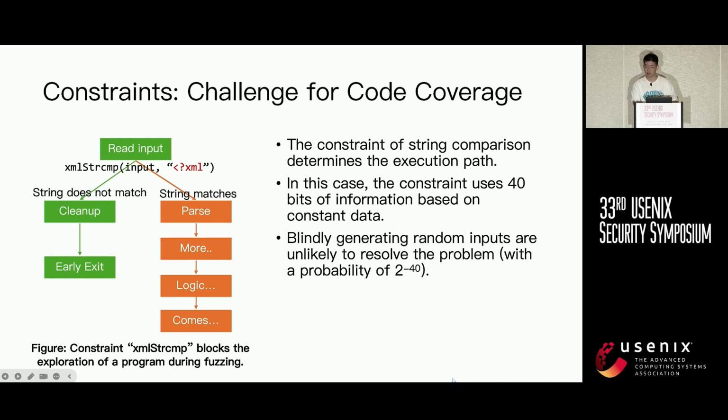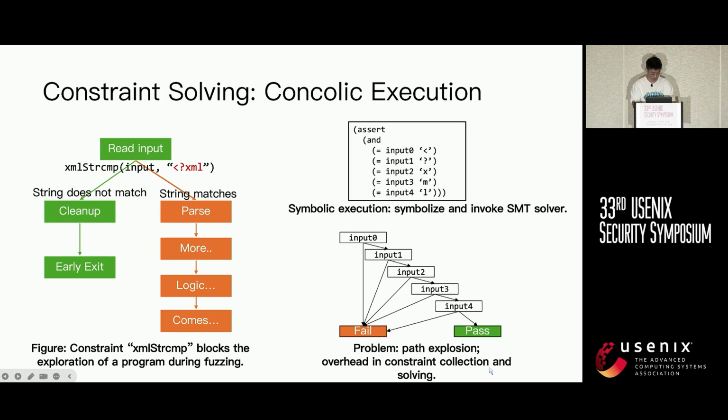In this case, code coverage doesn't provide any information to help solve the constraint. The fuzzer has to blindly generate more inputs. However, the string contains 5 characters, which maps to 40 bits of information. Blindly generating new inputs is unlikely to resolve the problem.